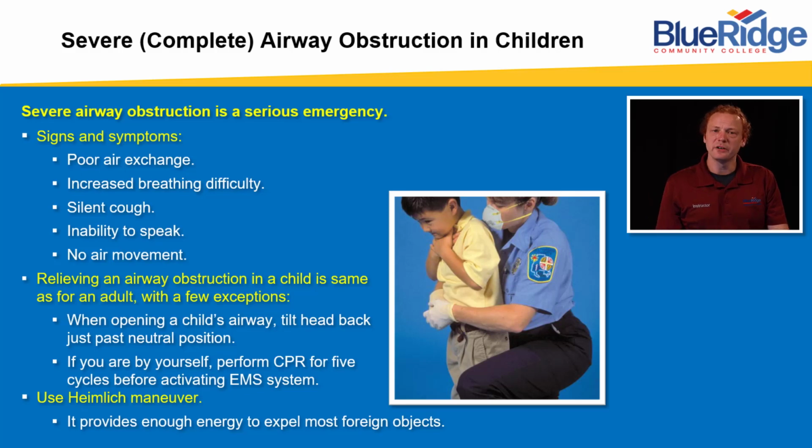And if you are by yourself and with a child who has an airway obstruction and they become unresponsive, lower them to the ground or to a hard surface, perform 5 cycles of CPR. That's about 2 minutes of CPR prior to going to activate the 911 system or call for EMS.